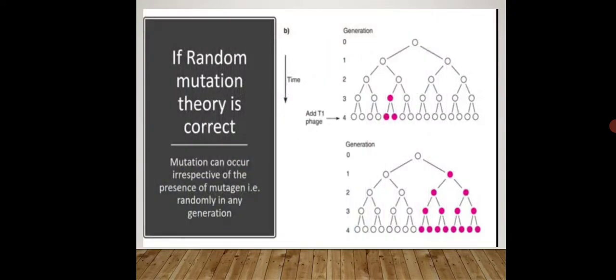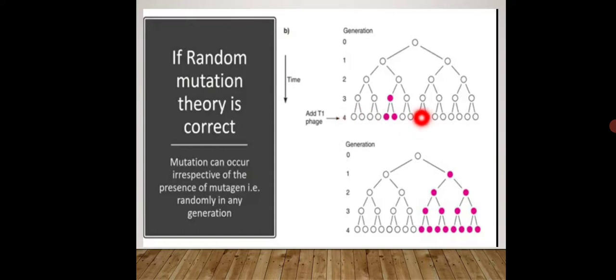Now in the second case, I have assumed that random mutation theory is correct. Okay, so in the second case, if I consider that random mutation theory is correct, then no mutagen is required, because we know that random mutation or spontaneous mutation occurs without any mutagen. Okay, without any mutagen, or it may occur in presence or absence of mutagen. That is called random mutation or spontaneous mutation. So mutation can occur without T1 phage, or irrespective of T1 phage. So it will occur in any generation.